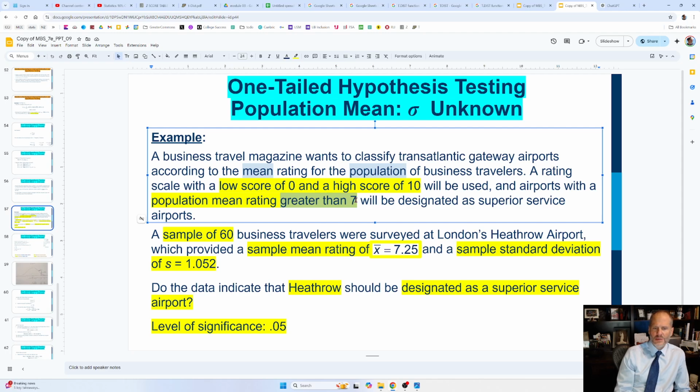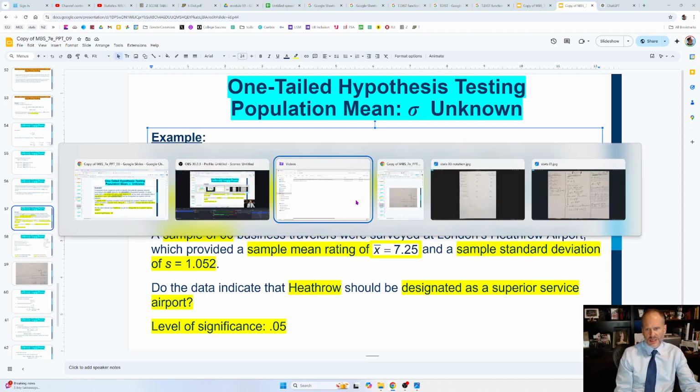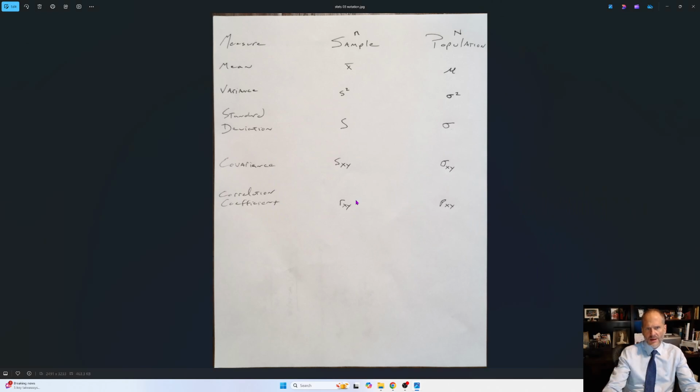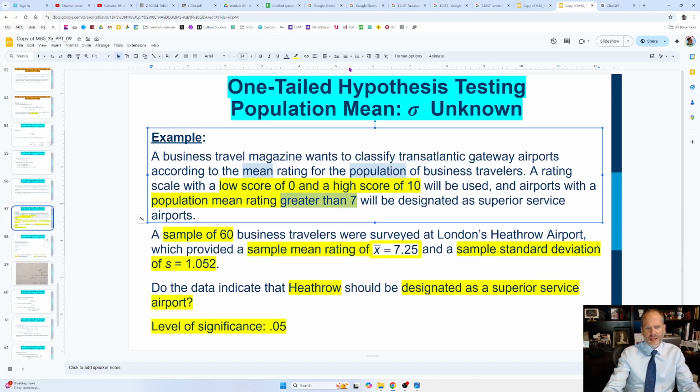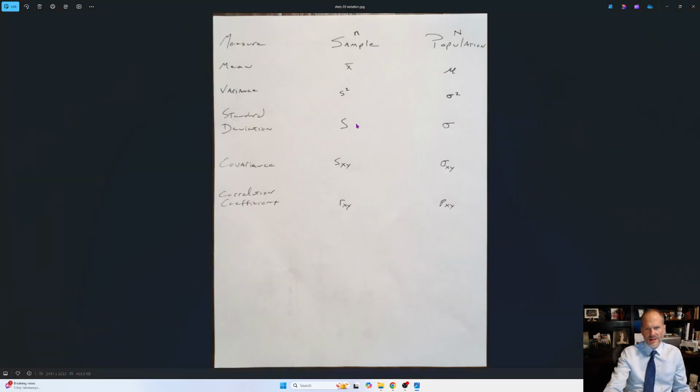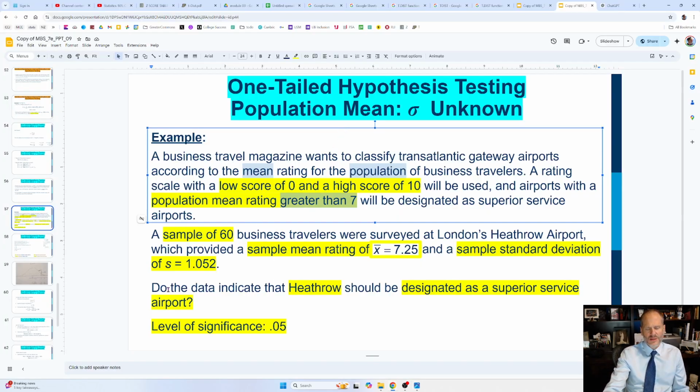So a sample of 60 business travelers were surveyed at London's Heathrow Airport, which provided a sample mean rating of X bar equal to 7.25. If you remember our notation for sample mean, it's X bar. And a sample standard deviation of S equals 1.052. Our notation for a standard deviation for a sample is S. And do the data indicate that Heathrow should be designated as a superior service airport?